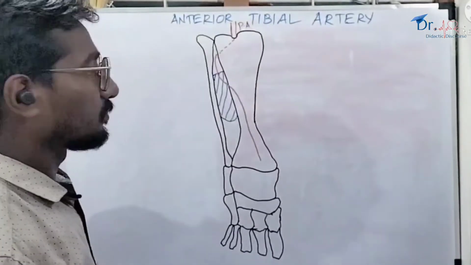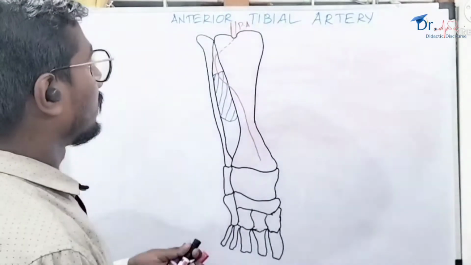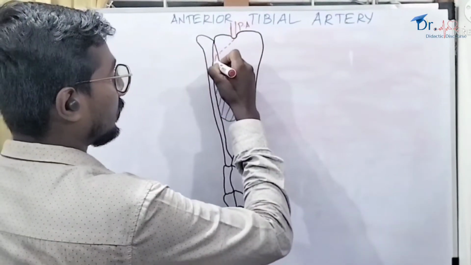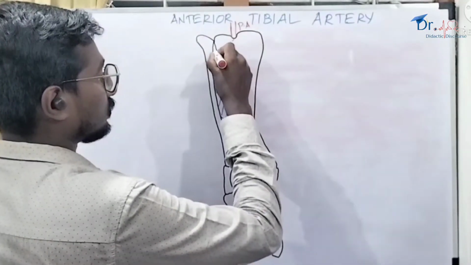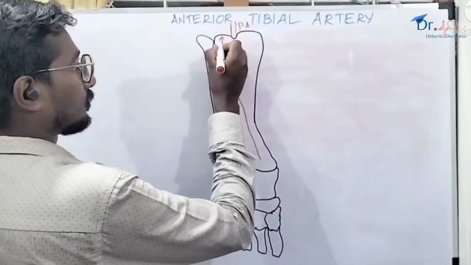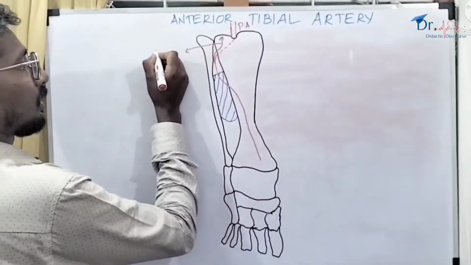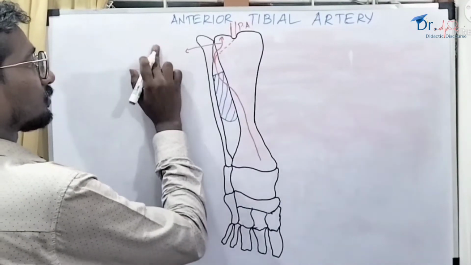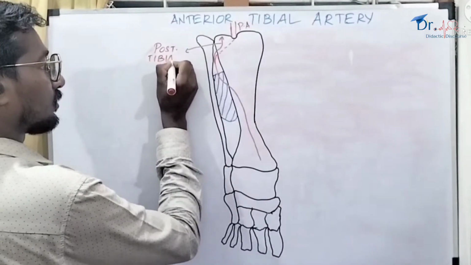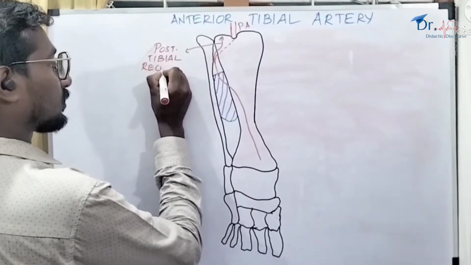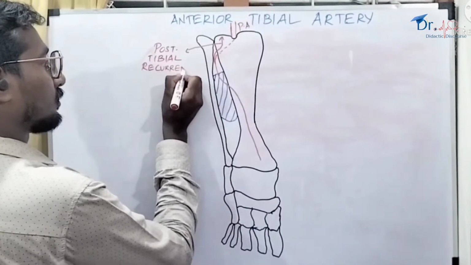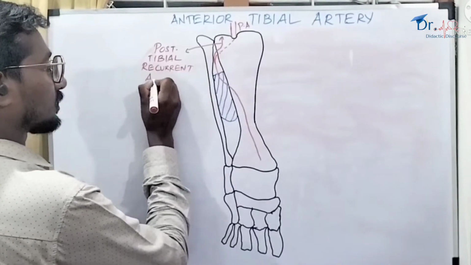So we learn about the branches of the anterior tibial artery. The anterior tibial artery, just before it passes through the interosseous membrane, gives rise to a branch called the posterior tibial recurrent artery.